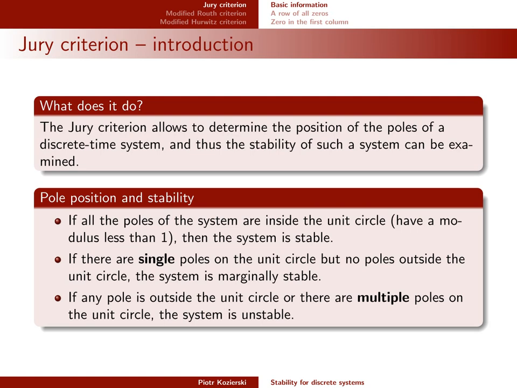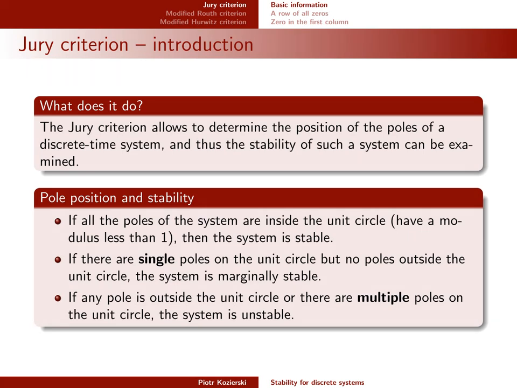However, before we discuss this criterion in detail, let's consider what impact the position of the poles has on the stability of the system. For a stable discrete time system, all its poles must be inside the unit circle. However, if any pole is outside the unit circle, the discrete time system is unstable.